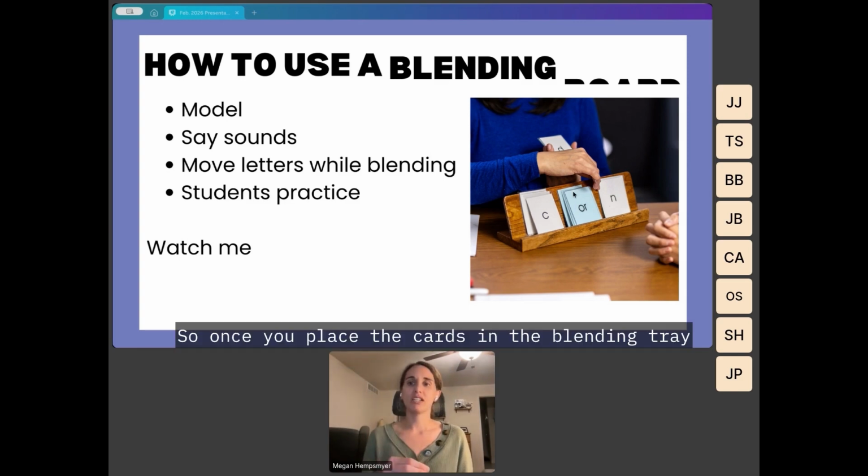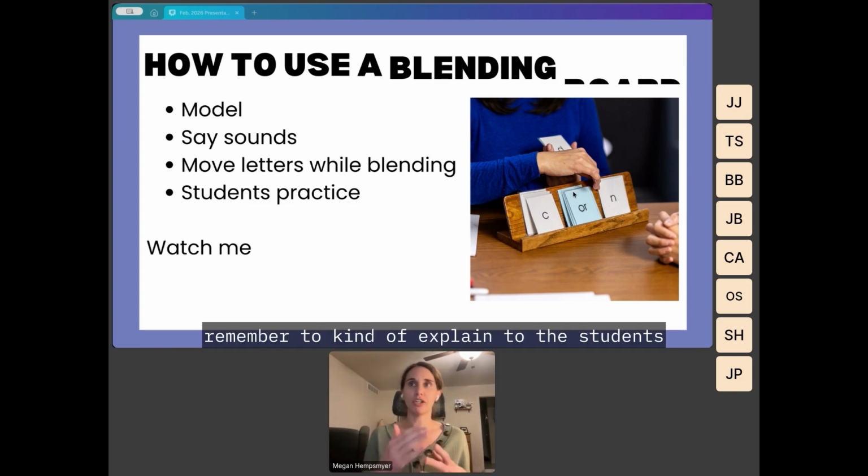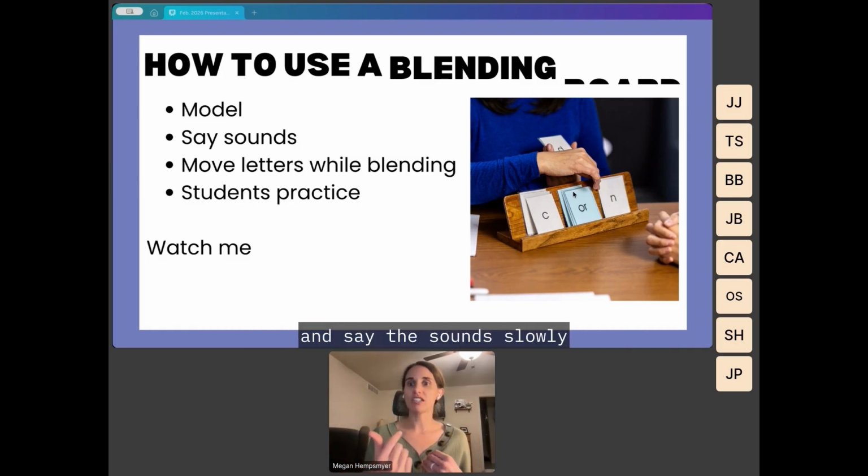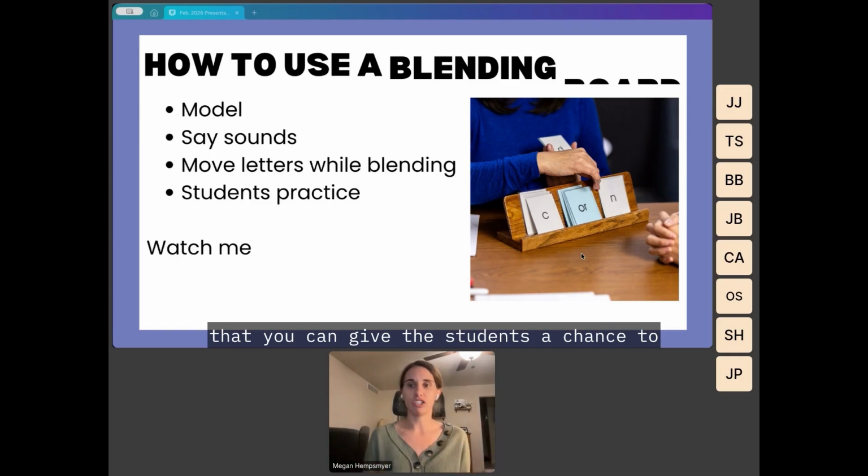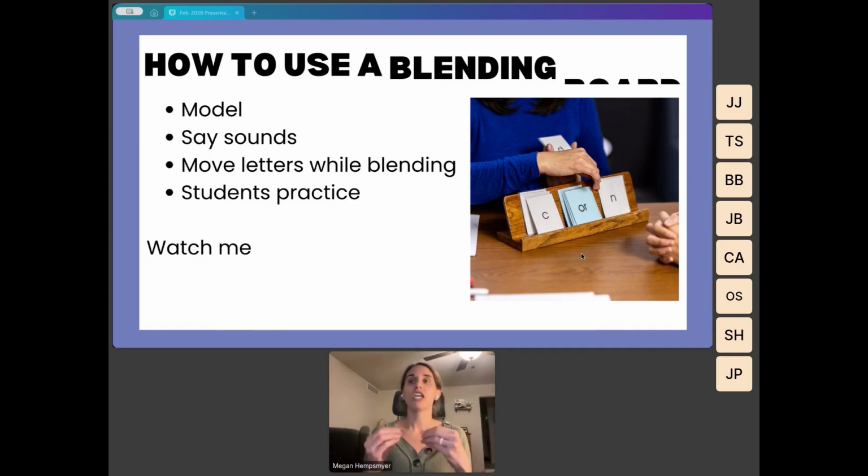So once you place the cards in the blending tray, remember to explain to the students that you will be reading from left to right, and then you'll point to each card and say the sound slowly. I'll go over that in just a minute and what that looks like. And then after you do that, you can give the students a chance to practice with their own set of cards. Or if your students don't have cards and you're using something virtual, you do it again.